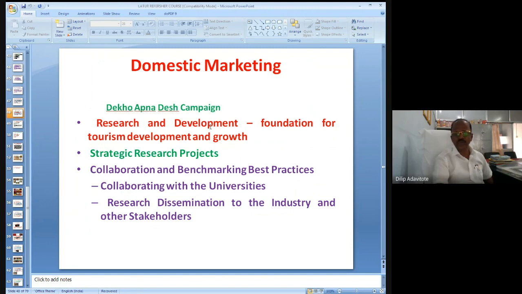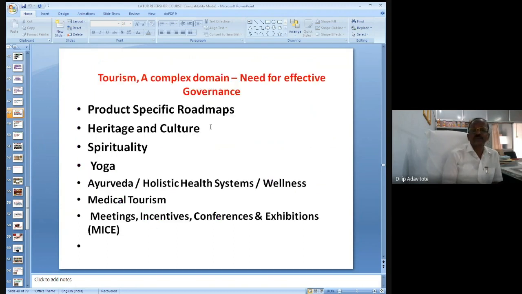As academicians, we put research projects to the ICSSR, UGC, even the Tourism Ministry, NITI Aayog, various foundations of tourism places. We put various research proposals from the development point of view. And that too strategic research projects, collaboration and benchmarking of best practices, collaborating with universities, research dissemination to the industry and other stakeholders. Now government and our stakeholders are asking that your research must be linked with the industry, either the tourism industry or the transport industry. We must link our research with them. Then only we will receive some funding.